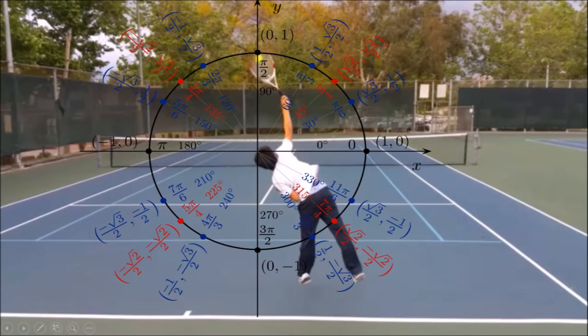As you can see here, Ronald McDonald contacts the ball inside the 60-degree to 100-degree range on the unit circle. When hitting a serve in tennis, you want to hit the ball in this range. However, in order to get the serve into the service box, you need to also hit the ball with the right angle of depression, which we can calculate using trigonometry.